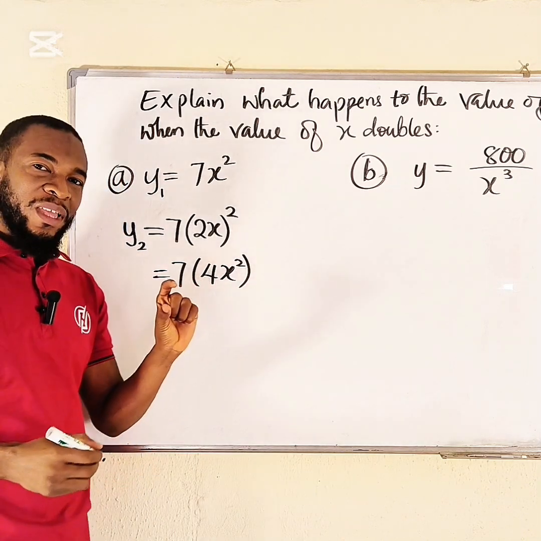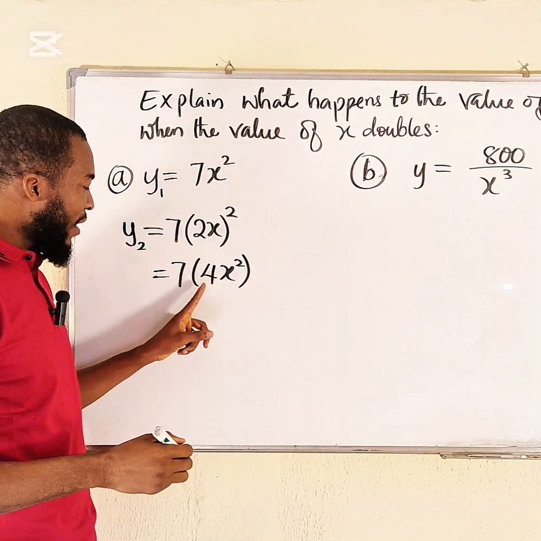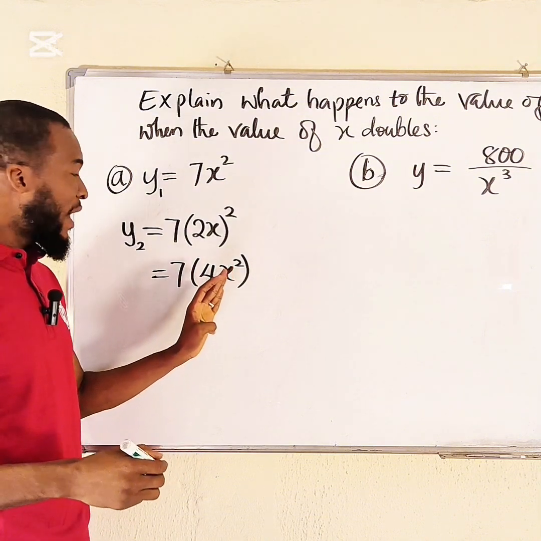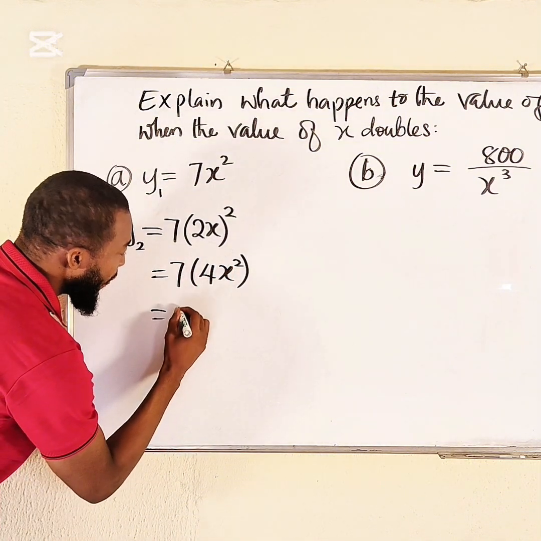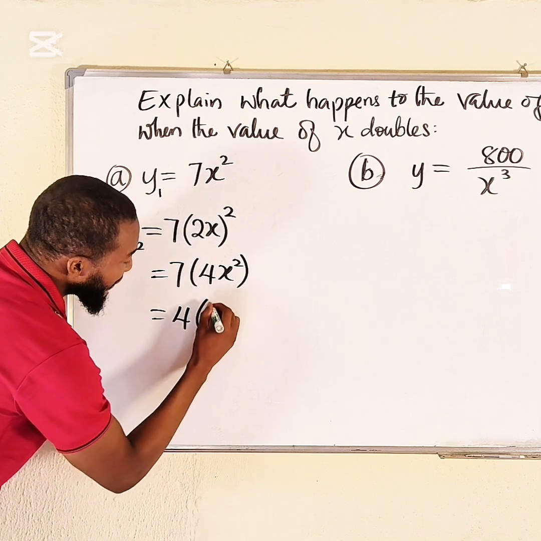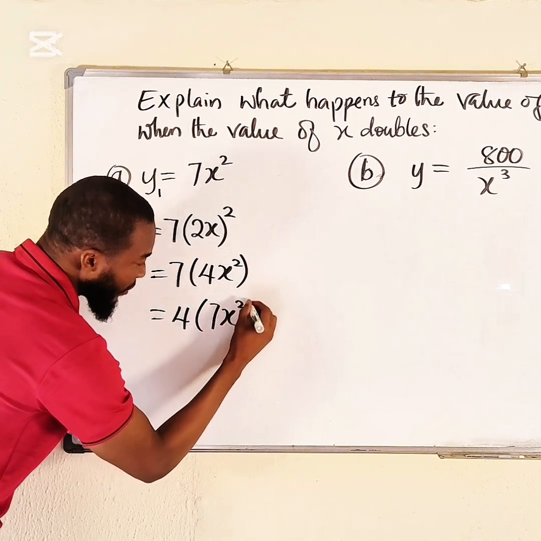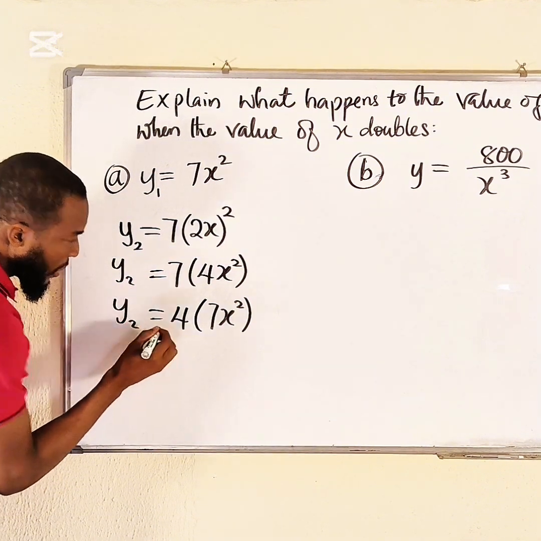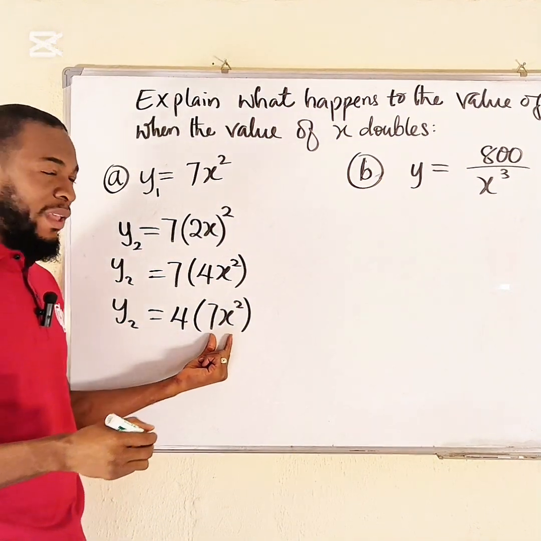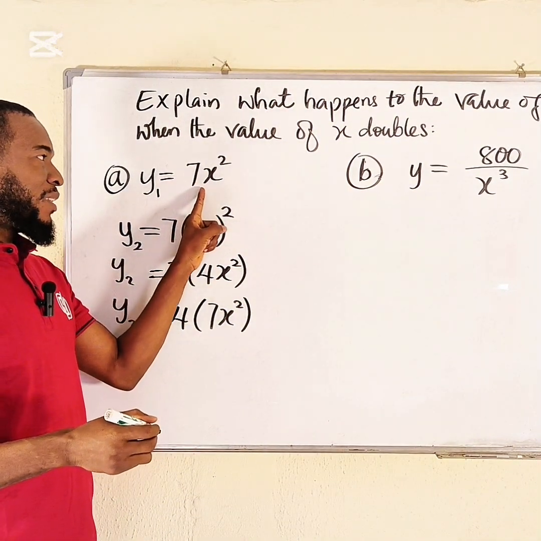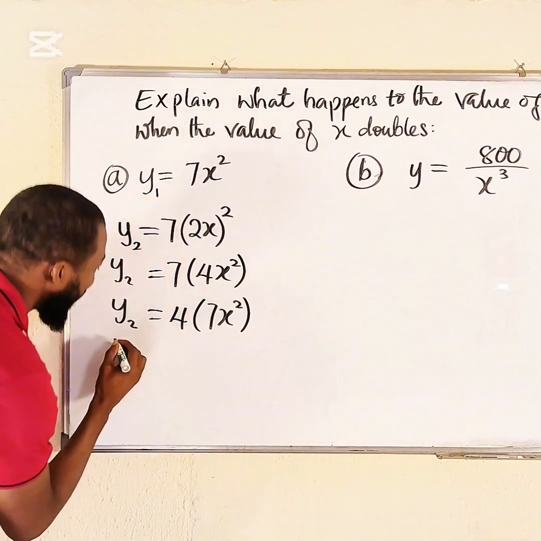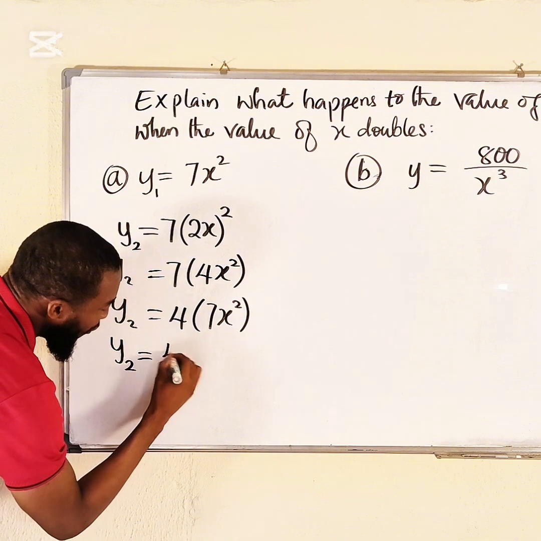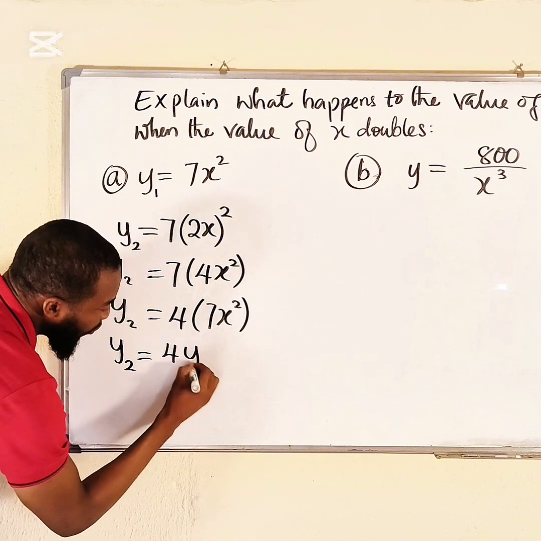Remember, since multiplication is commutative, the whole of this is 7 times 4x squared, and I can write it as what? 4 multiplied by 7x squared. All the same, right? Remember, this is y2. But what can you remember about 7x squared? 7x squared is nothing but y1. So I can say that y2 is equal to 4 multiplied by y1.